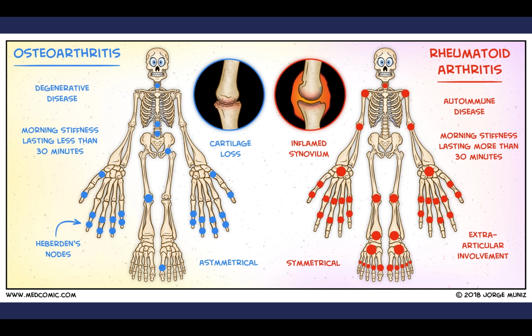Opposed to rheumatoid arthritis, which is more of an autoimmune disease in nature, they're going to have morning stiffness, but it lasts a lot longer. The movement doesn't really seem to help it because there's an inflamed synovium within the joint space. It'll present as more symmetrical than asymmetrical, and you're going to have the extra-articular joints that are involved.